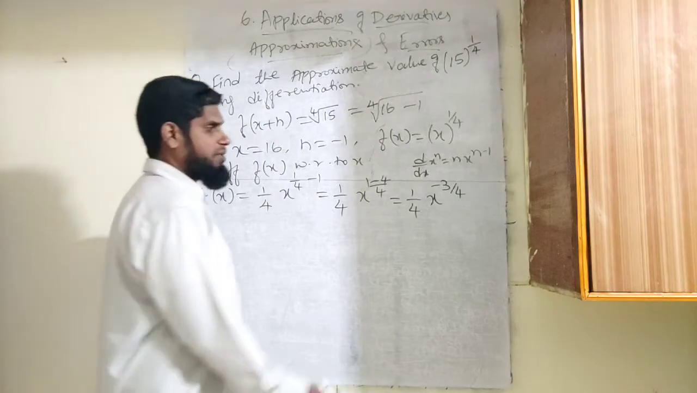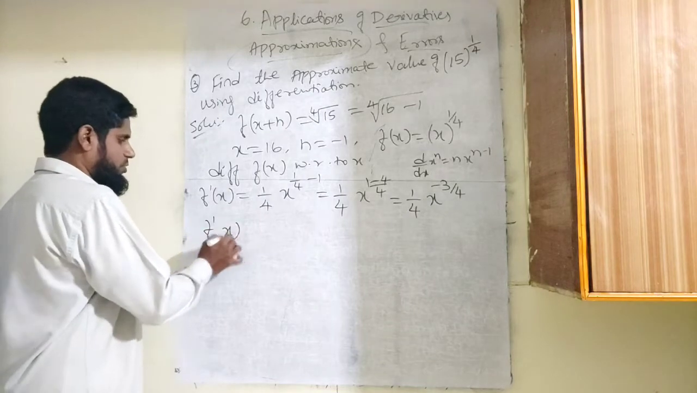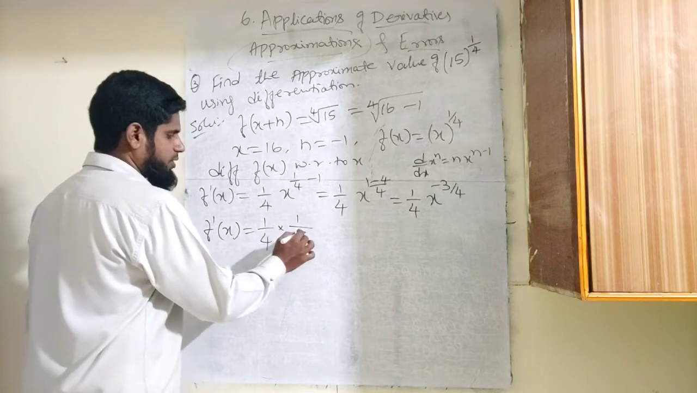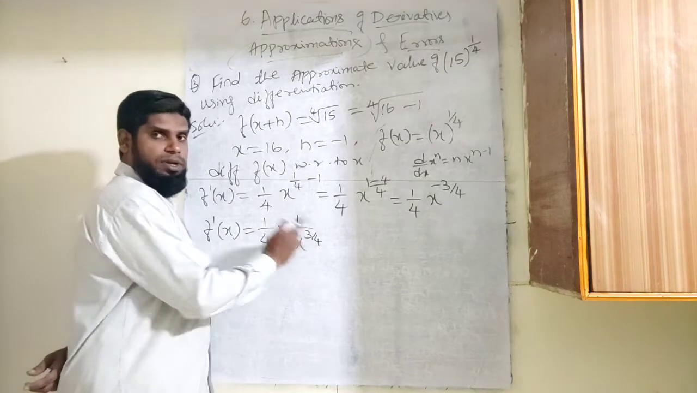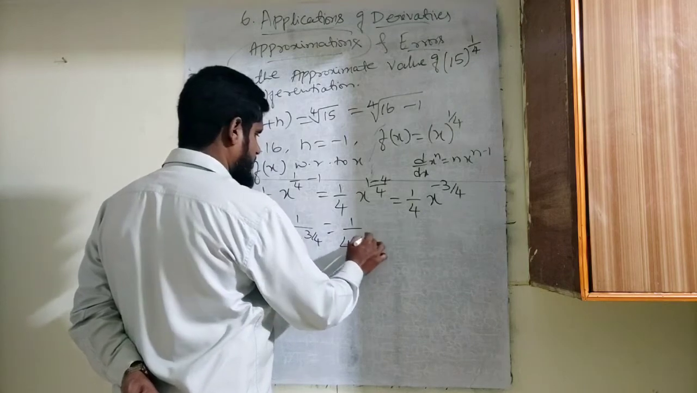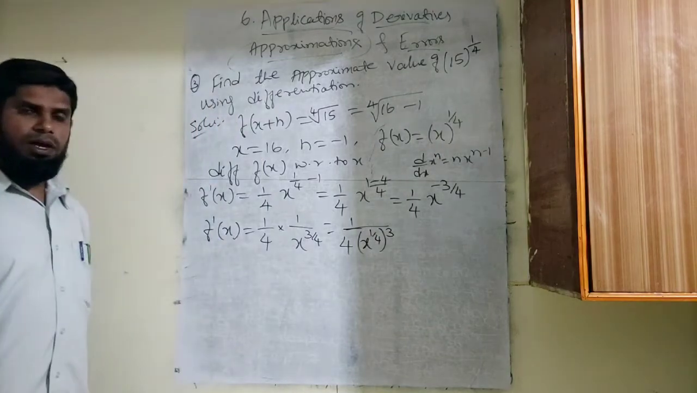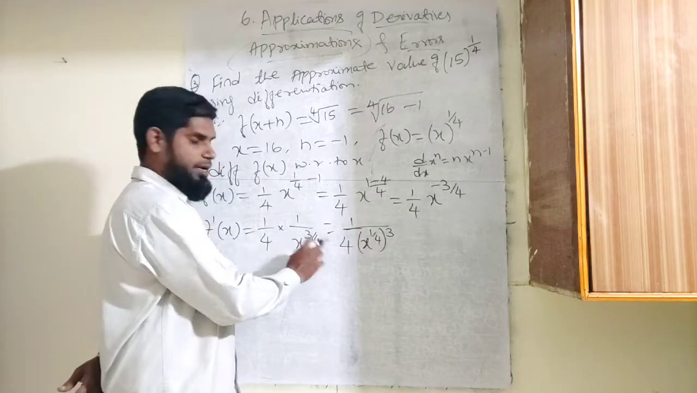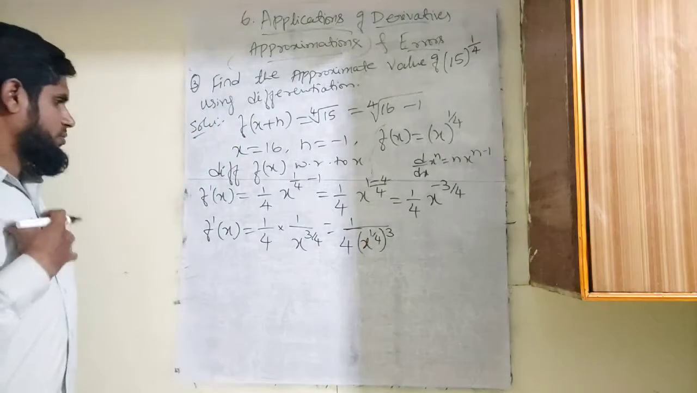This minus 3 by 4 power, I can shift it to the denominator, then it becomes positive. We have f dash of x is equal to 1 by 4 into 1 divided by x power 3 by 4. Then this power 3 by 4, I can also write like this: 1 by 4 into (x power 1 by 4) whole cube. According to indices, (a power m) whole power n can be written as a power m into n. Now I know x power 1 by 4 value. This is my f dash of x.